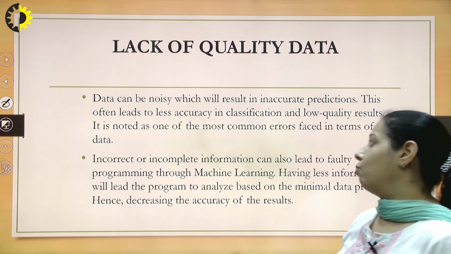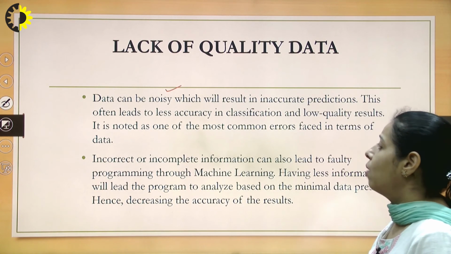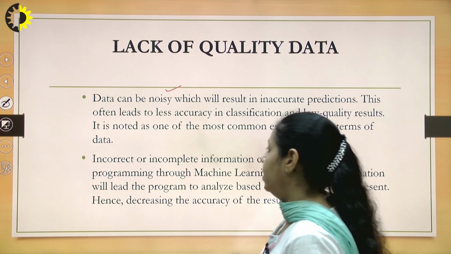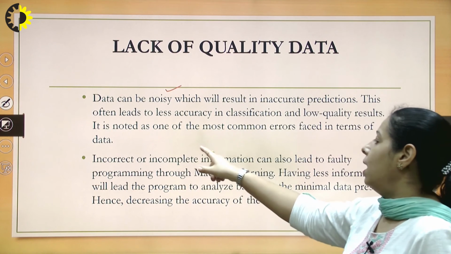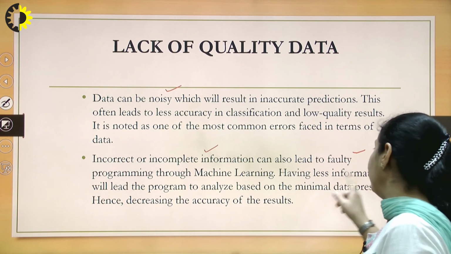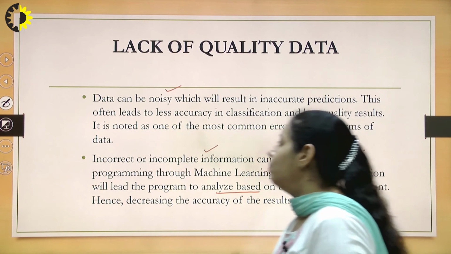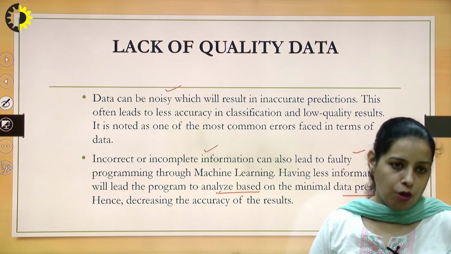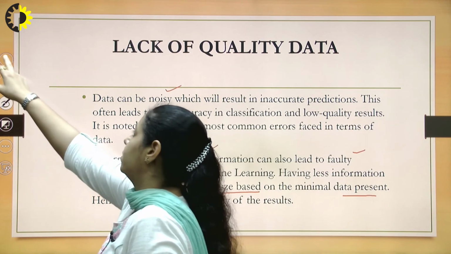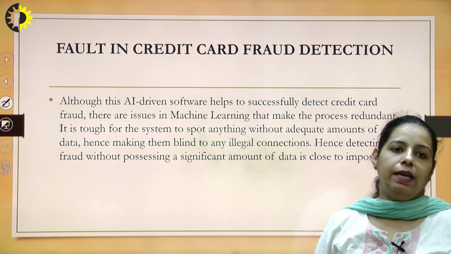If we look at the lack of quality data, the data can be noisy, which will result in very inaccurate predictions. This often leads to less accuracy in classification and low quality results. Also, incorrect or incomplete information can lead to faulty programming through machine learning. Having less information will lead the program to analyze based on the minimal data present. So it means that if our data is very noisy or very incomplete, then it doesn't give us good results. That is an issue under machine learning. Second is faults in credit card fraud detection.